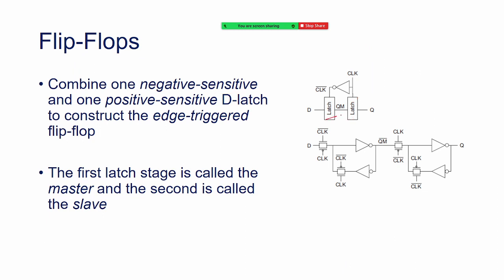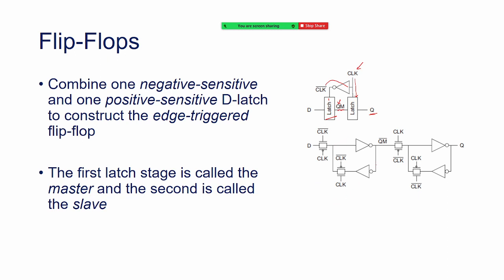Okay, so now latch 1. The output of latch 1 I will call the master output, QM. The output of the other latch I will simply call Q. And look how I am applying the clock. The clock comes here and goes straight to the second latch, and the inverted version, the clock bar, goes to the first latch. So I combine two latches, one negative sensitive and one positive sensitive, and here is the circuit.